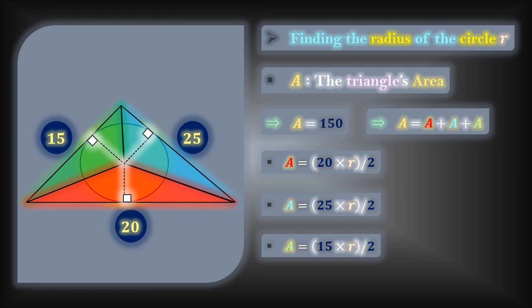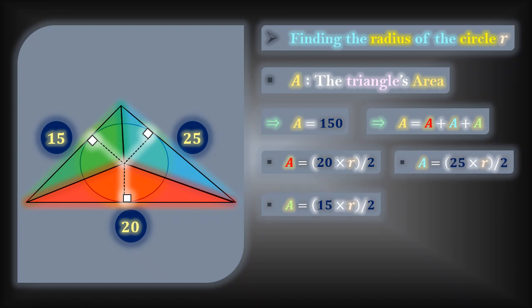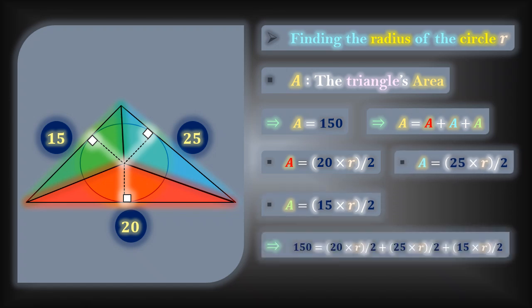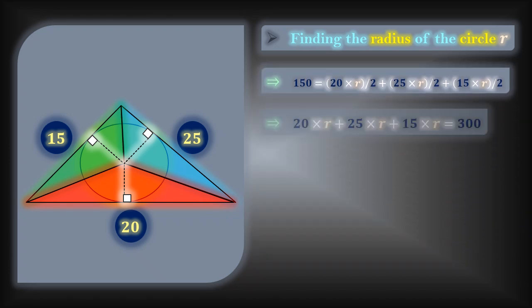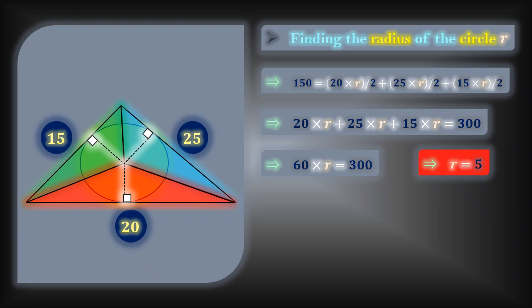Now, if we substitute the area of the principal triangle by its previously calculated value of 150 square units, and the areas of the red, blue, and green triangles by their formulas involving the radius r, we obtain 150 is equal to 20 times r divided by 2 plus 25 times r divided by 2 plus 15 times r divided by 2. Thus, 20 times r plus 25 times r plus 15 times r is equal to 300. This means that 60 times r is equal to 300. Hence, r is equal to 300 divided by 60, which is equal to 5 units of length. And this completes our exercise.